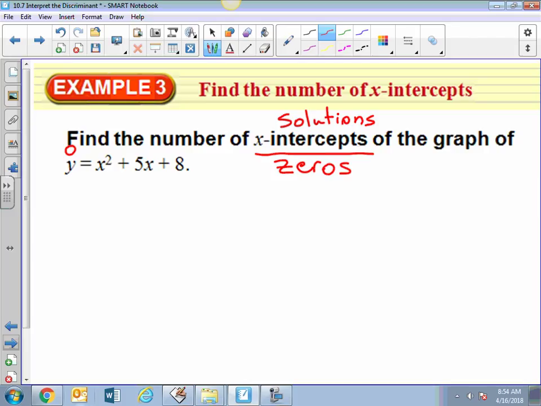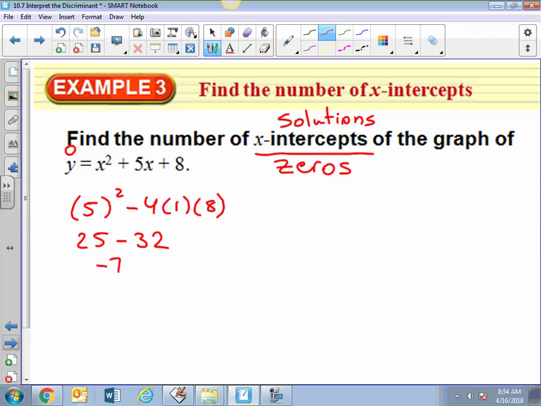Here, we're just looking for the number of solutions, so we're going to use the discriminant instead. I have 5 squared for b, minus 4a, and then c, which is 8. So 5 squared is 25, minus 32, since 4 times 1 is 4, and 4 times 8 is 32. So I get negative 7.